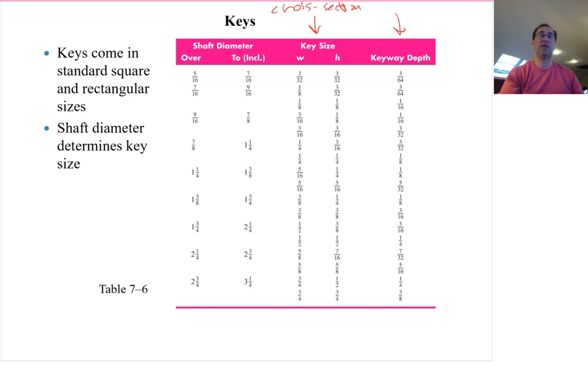Basically your keyway cross section, your width and height, is based on the shaft diameters, and you can see it's over 5/16 to include 7/16 is the first one, right? There's a range, and within that range you would use this cross section and this depth, and then you would calculate what torque you want to transmit to get the length. That's how it works with the key, and that's about it. So this is actually a really useful table.